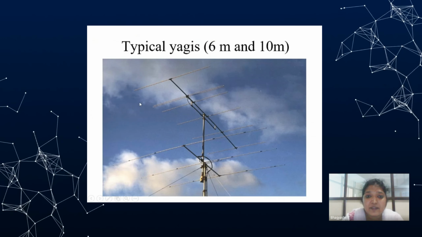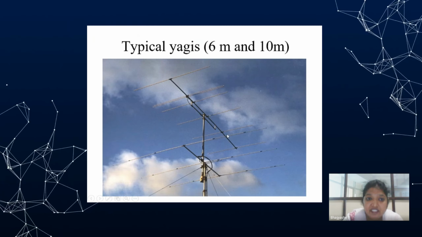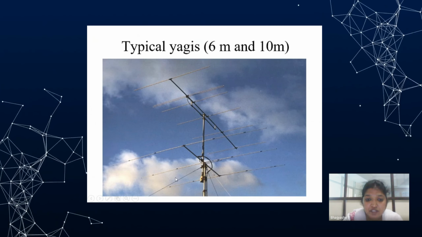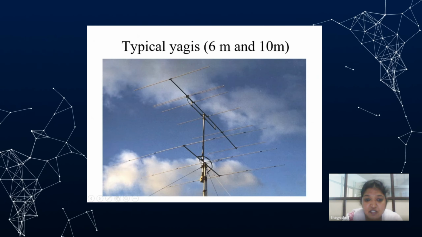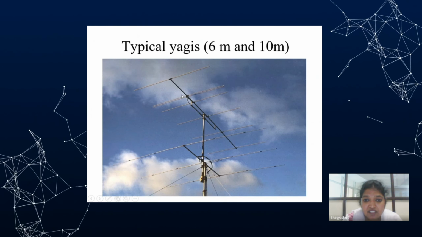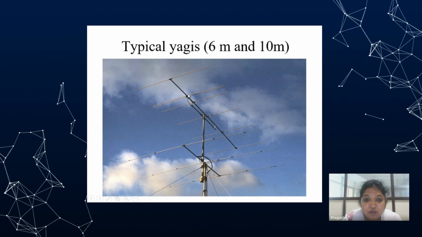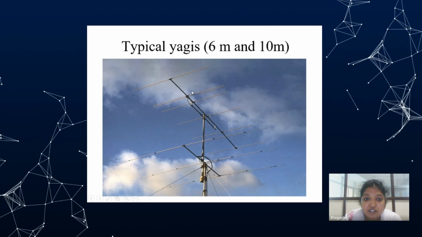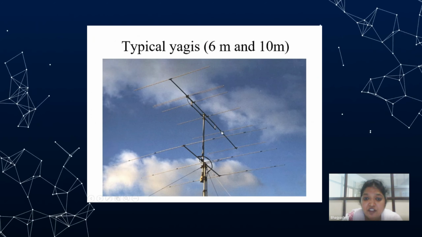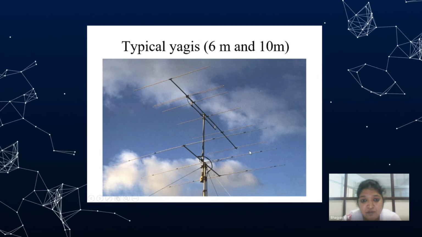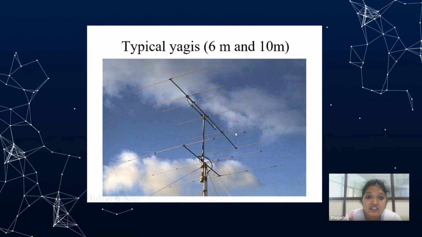Now this is a typical antenna. This is a typical Yagi-Uda antenna for 6 meters and 10 meters. If you observe, this smaller one has 1, 2, 3 elements, and if you are able to see this second antenna, it has a folded dipole. This is a folded dipole, right? So this is 1, 2, 3, 4, 5, 6. It can be 6, it can also be 7 elements. So it depends upon the construction.